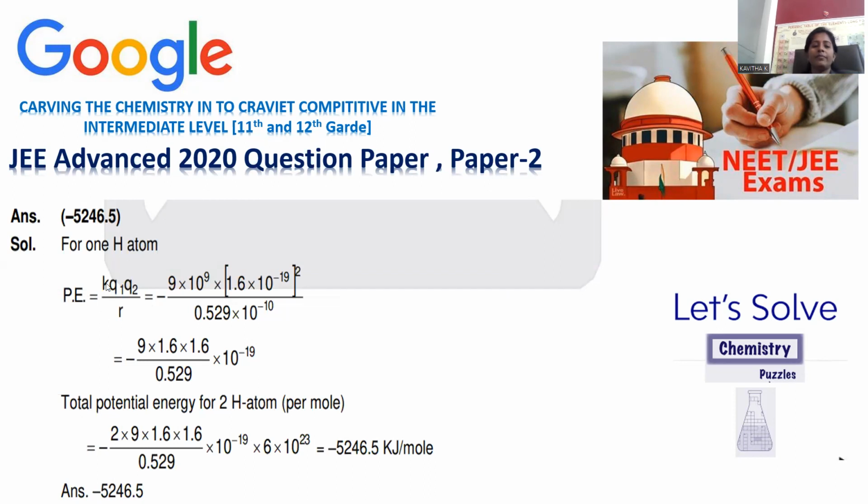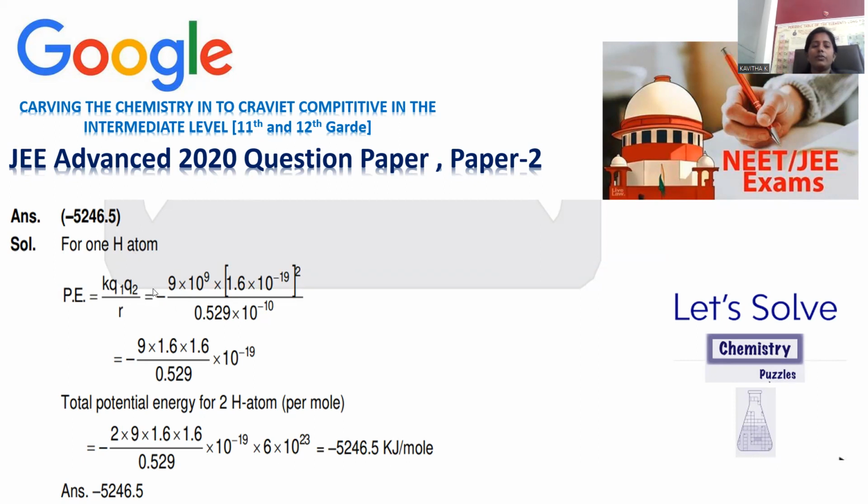In order to calculate that, potential energy is given by K times Q1 Q2 by R. K is the proportionality constant, Q1 and Q2 are the values related with the potential energy, and R is the internuclear distance, the radius we can say. K is the constant, and for the hydrogen atom it is taken as 9 times 10 to the power 9.